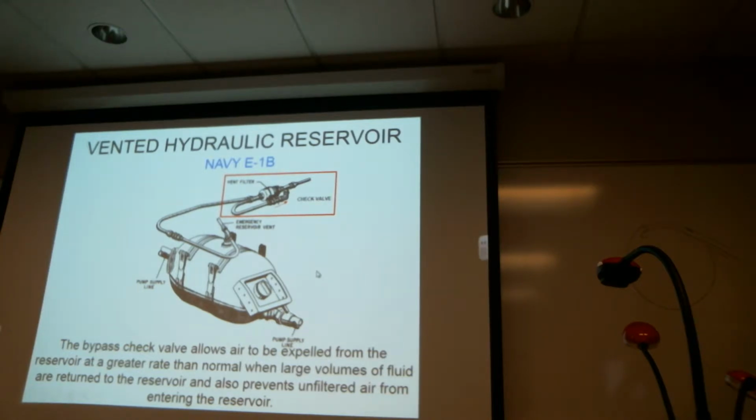The bypass check valve allows air to be expelled from the reservoir at a greater rate than normal when large volumes of fluid are returned to the reservoir, and prevents unfiltered air from entering the reservoir. A check valve allows flow only in one direction. In this case, it's air. So air can pass through the filter, it's not a problem. However, when a lot of fluid is returning, that filter element acts as too much of a restriction for air leaving. So we need a path for air to get around the filter element to get out. Okay.